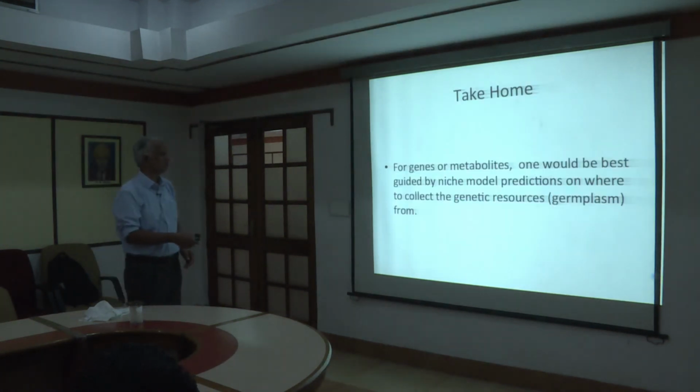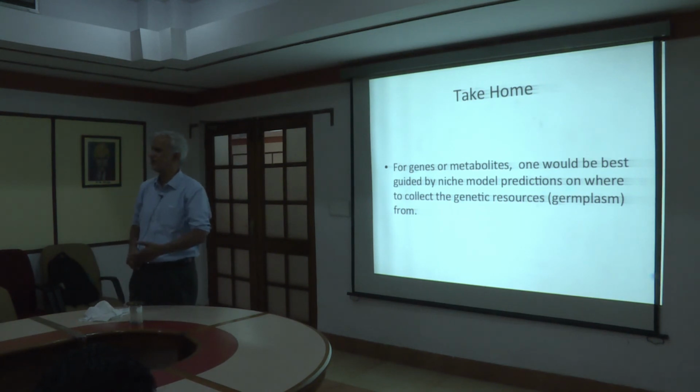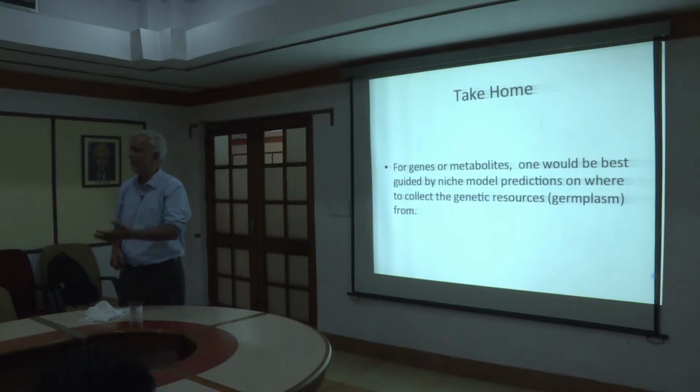So the take home message from this is, for genes or metabolites, one would be best guided by niche model predictions on where to collect the genetic resources from. That now can give you a big lead in managing the genetic resources by being guided by the ecological niche distribution map that you would now create for a species that you are interested in.